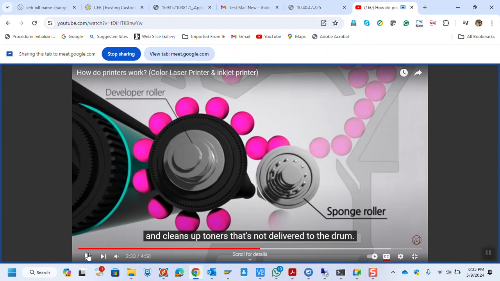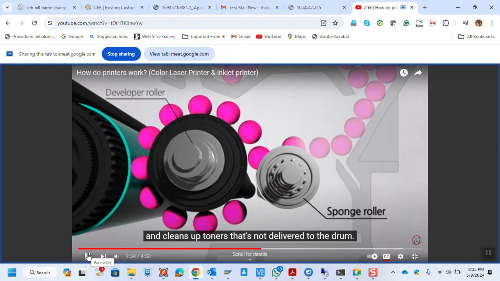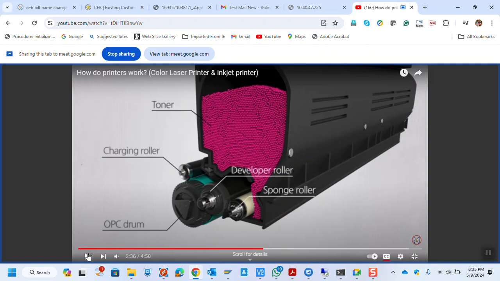That's another mechanism. A sponge roller cleans up the remaining particles. Now the magenta work is done. Similarly, it goes through all four toners.